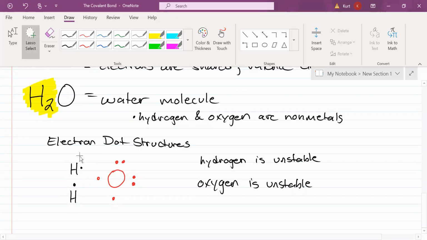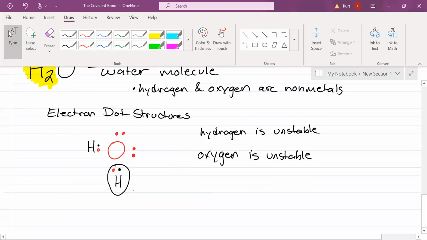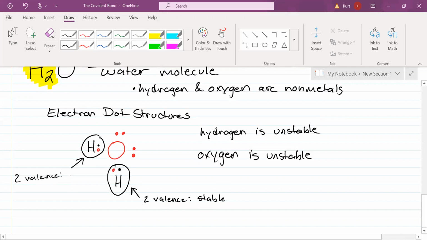Let's move it right there. And then we're going to take this hydrogen, we're going to plug it in right there. Okay, and let's draw some circles here. Right now, how many valence electrons does that hydrogen have? It has 2. And now it's 2 valence, it is stable. How about this hydrogen? It has 2 valence, it is stable. Remember, hydrogen and helium only need 2 to be stable.